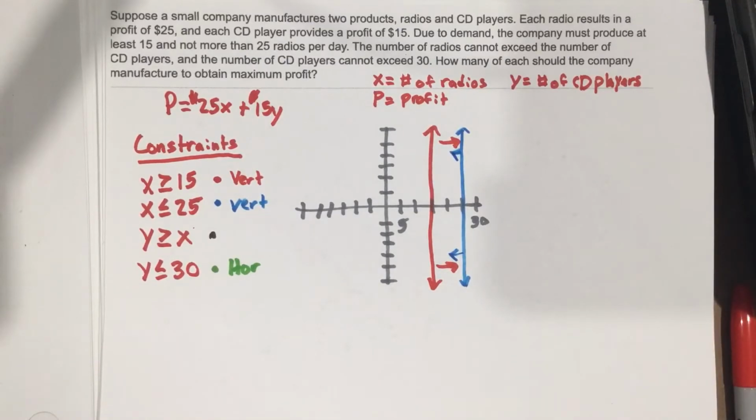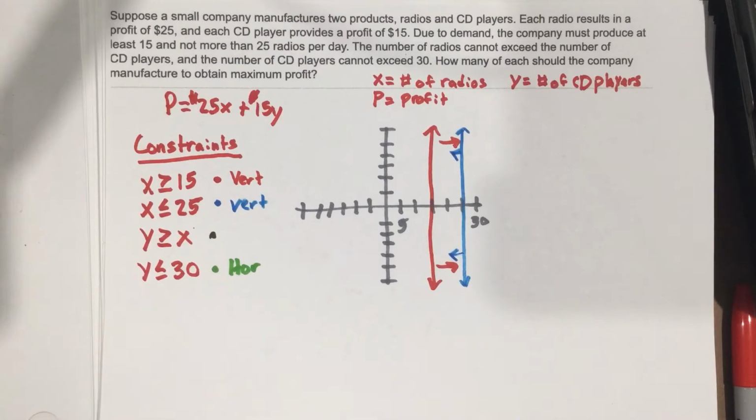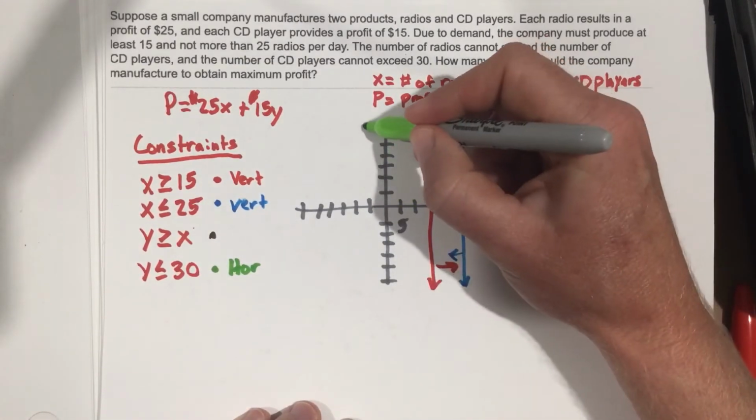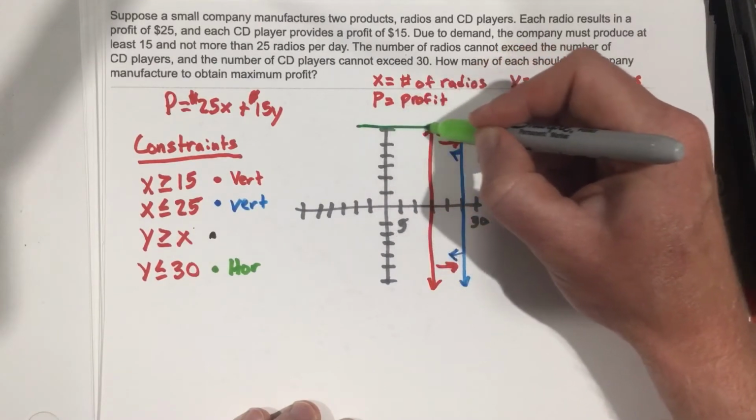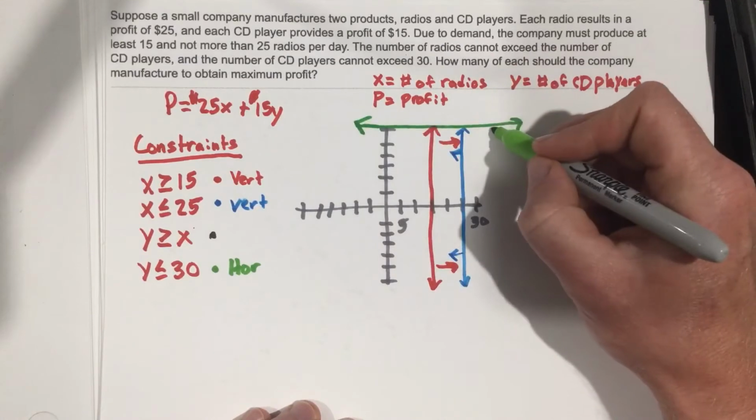And then we're going to say y less than or equal to 30. That's a horizontal line at 30. So 5, 10, 15, 20, 25, 30. That's a green line right here, and we're going to shade that downwards.